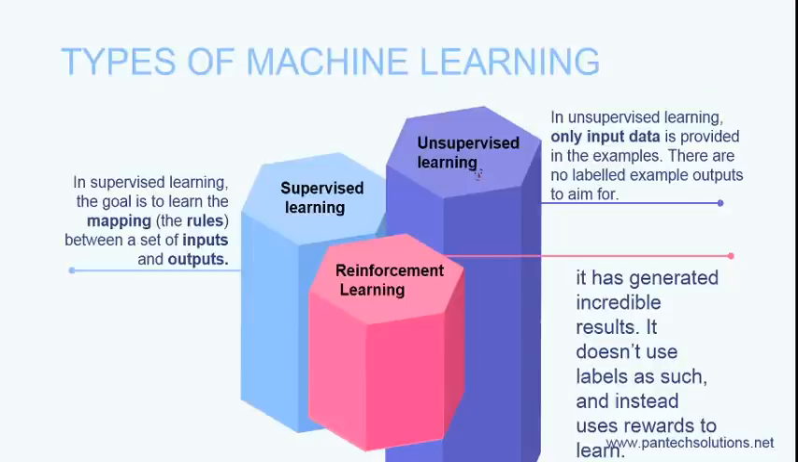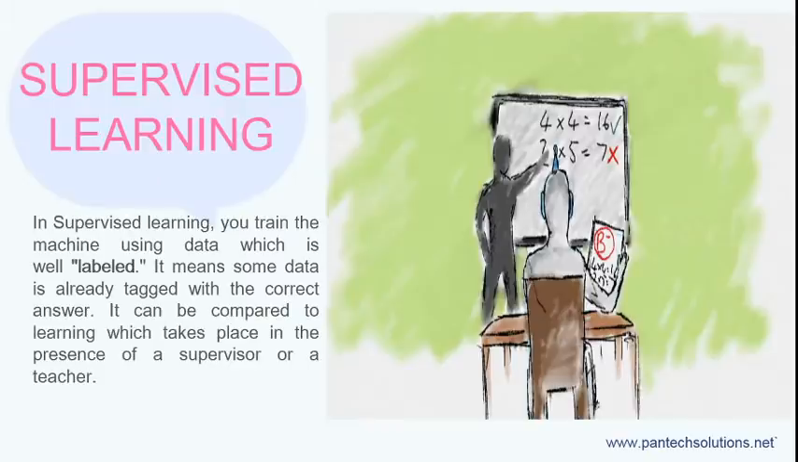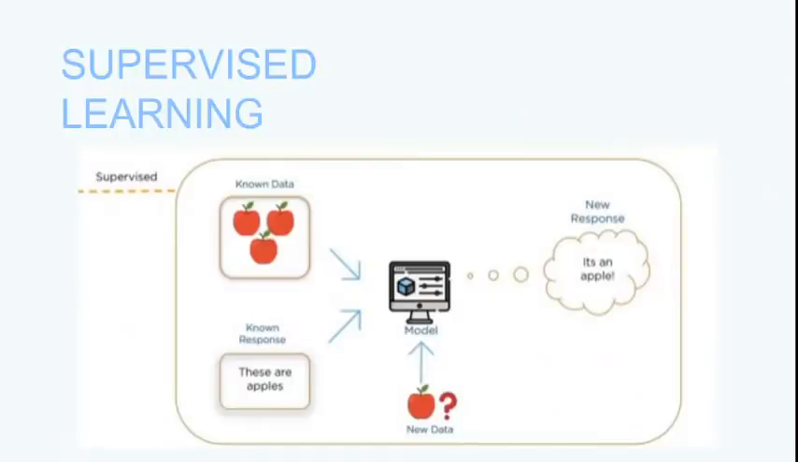Supervised learning is nothing but we have labeled data, a label or class or target, anything. We have an output in that data set, that is supervised learning. See here, I have a simple example. For example, I have known data, that is apple, and a known response. I am telling the machine, these are apples. When I give the machine a new apple, it will give the prediction: it's an apple.